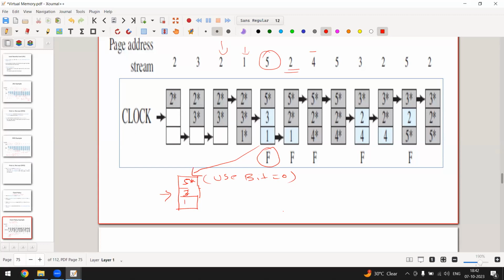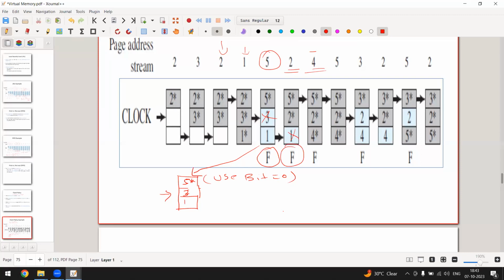Now can I swap 3? Answer is yes, because 3's use bit is 0. So instead of 3, I will put 2, make it asterisk sign, and then my pointer moves here. The next reference is 4. Answer is no, 4 is not present. Can I swap 1? Answer is yes, because its use bit is set to 0. So I'll swap 1 and insert 4, and pointer moves here. Okay.